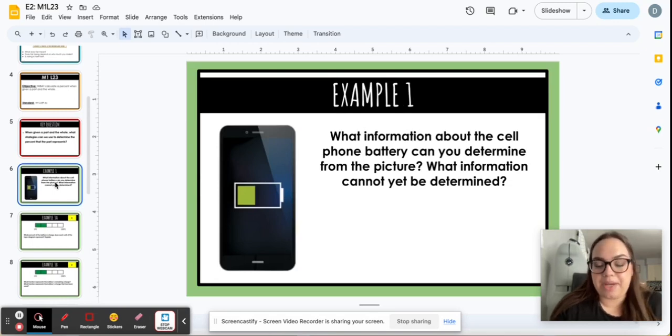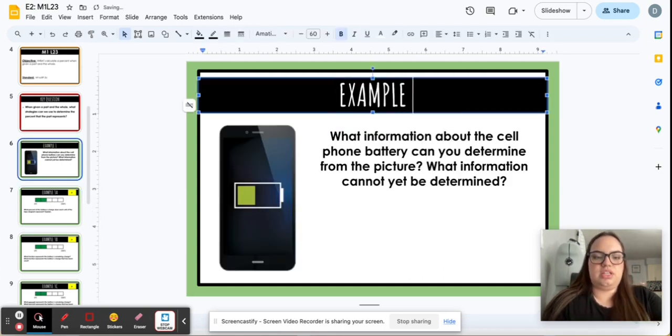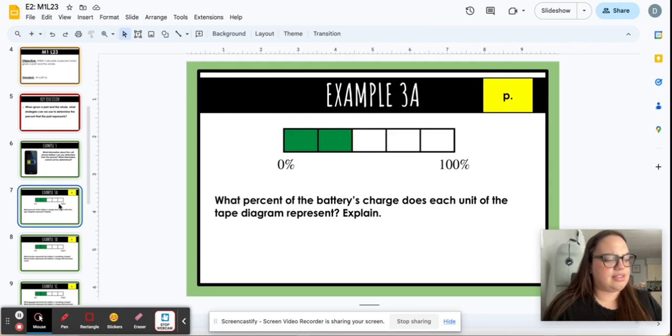So this is my mini lesson. It starts off with an image of something that students should be very familiar with, which is a phone battery. What information about the cell phone battery can you determine from the picture? What information cannot yet be determined? So this will be another whole class discussion. It doesn't have to be a turn and talk, although you can definitely do that. Actually, let me change this to example 3. Even though I haven't done example 1 and 2, I call this example 3 because that's how it's seen in their student books. So I don't want to confuse them with, oh, this says it's question 3, but it's question 1, so I just keep it the same.